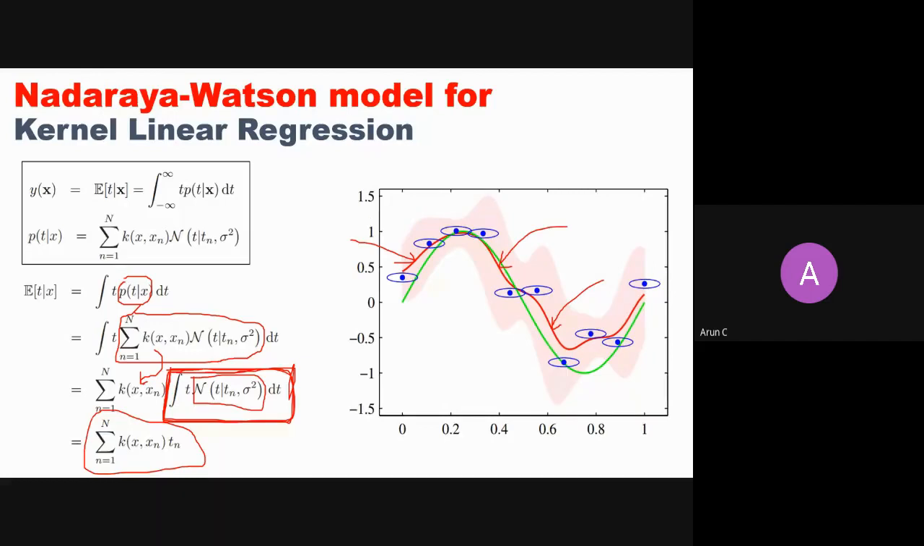Expectation of what? Expectation of a Gaussian distribution, because the Gaussian is defined on the t variable. So I am calculating the expectation of a t variable, and my distribution is normal. What is the expectation of a normal distribution? Very good. The expectation of a Gaussian distribution is its mean, because it's a symmetric model. So that's why I directly write Tn here.